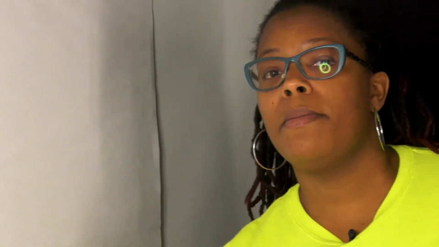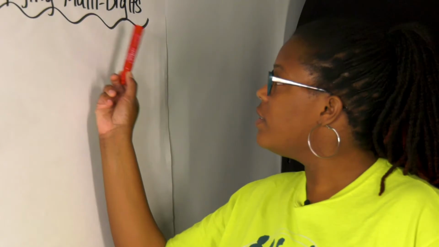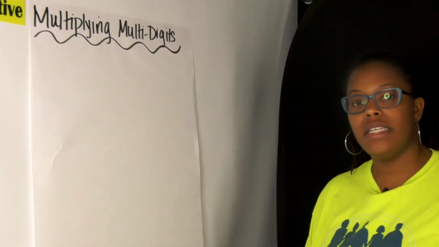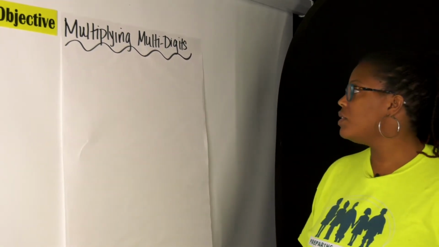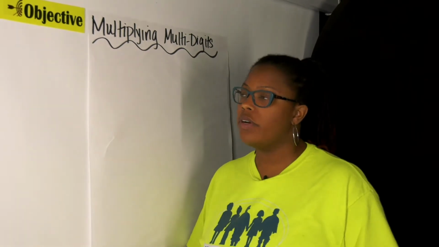Today we are actually going to review some multiplication problems, and we're going to practice to become fluent multiplying mathematicians. So let's get right to it. All right, so we're going to be multiplying, as it says, multi-digit numbers. Multi-digit means there's more than one digit.